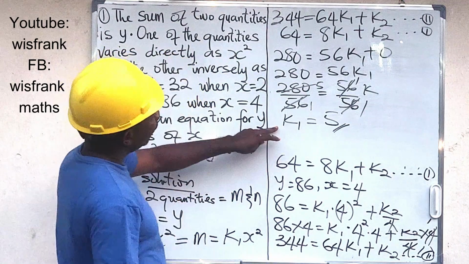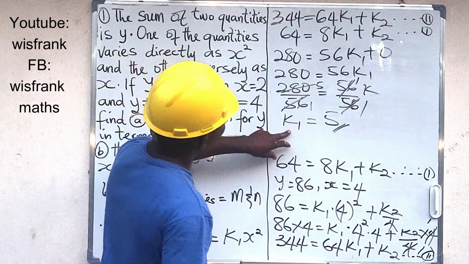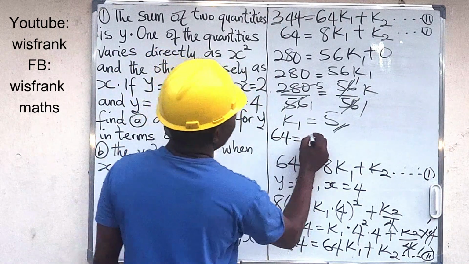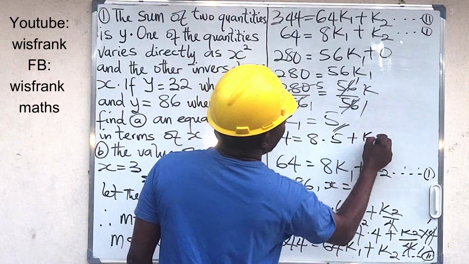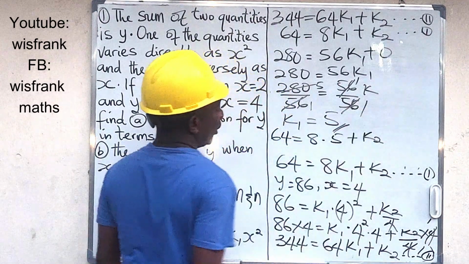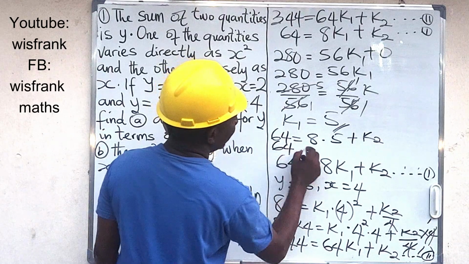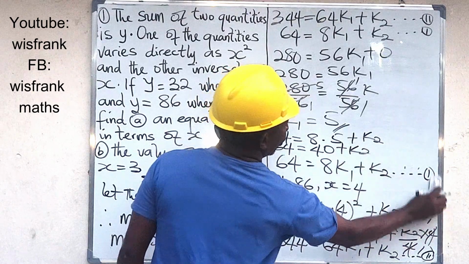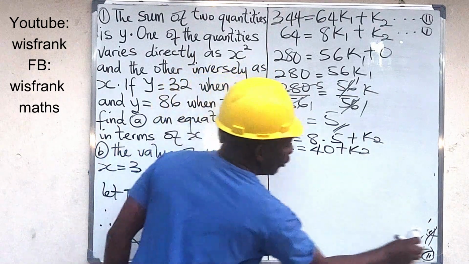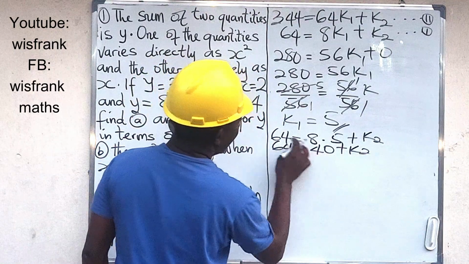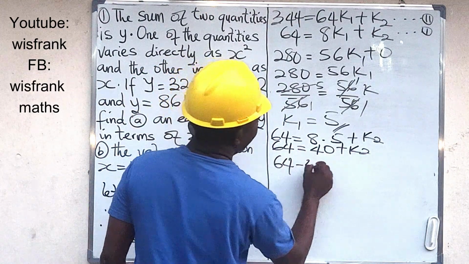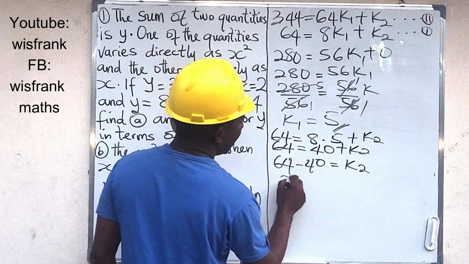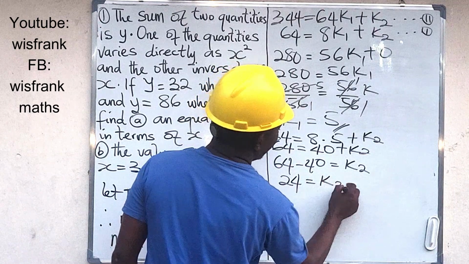Now, to find the value of k2, we substitute k1 into equation 1. So we have 64 equals 8 times 5 plus k2. That is from equation 1. So this gives us 64 equals 40 plus k2. To find the value of k2, 40 will transpose to the other side. We have 64 minus 40 equals k2. Therefore, 64 minus 40 is 24. So the value of k2 is 24.